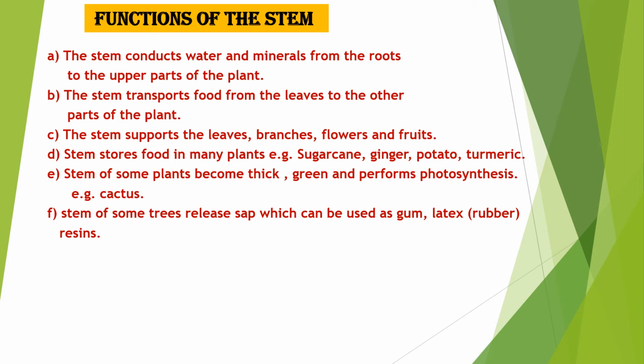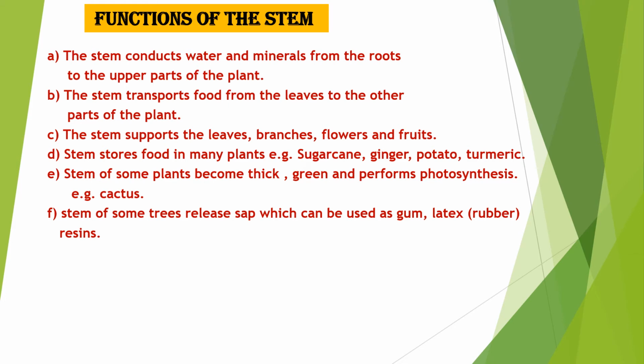Stem of some trees release sap which can be used for our various purposes like gum, latex from the rubber plant, and resins. Resins are sweet smelling, aroma producing ingredients, sap or liquid that is extracted from the stem of the plant. It can be used in the manufacture of perfumes, etc. So these are the functions of the stem.